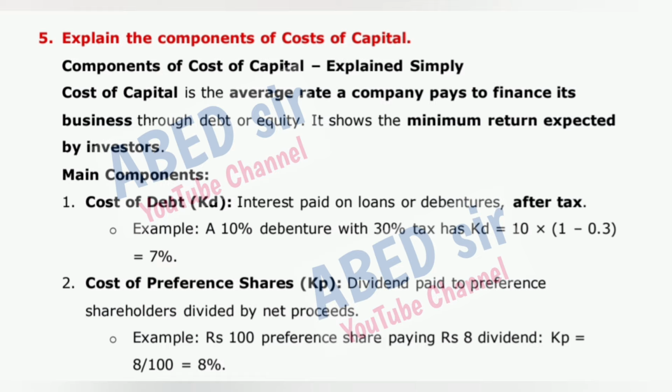Main components. 1. Cost of debt, Kd, interest paid on loans or debentures, after tax. Example, a 10% debenture with 30% tax has Kd equal to 10 times (1 minus 0.3) equal to 7%. 2. Cost of preference shares, Kp, dividend paid to preference shareholders divided by net proceeds. Example, a 100 rupees preference share paying 8 rupees dividend, Kp is equal to 8 by 100 equal to 8%.